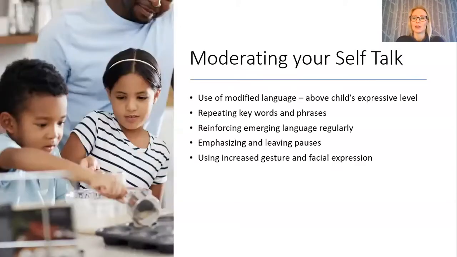Okay, so the sorts of things that we're going to be looking at when we're moderating our self-talk, using the way that we're just talking aloud as we're going about things to support the child's language and cognitive development. We're going to use modified language, so we're thinking just above the child's expressive level. So we're thinking, what can they do at the moment, using that as a starting point, and then using language that's just a little bit above that. It's good to have models of higher level language in the environment as well.